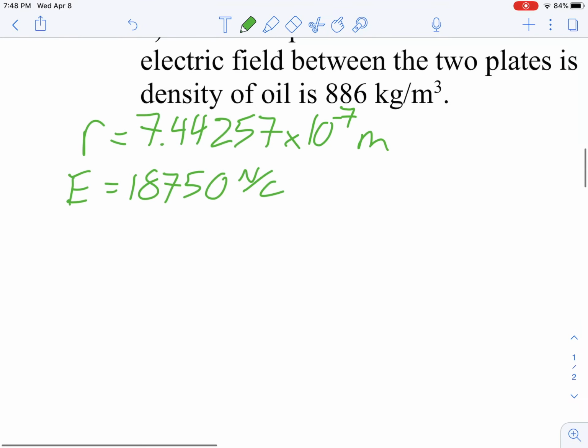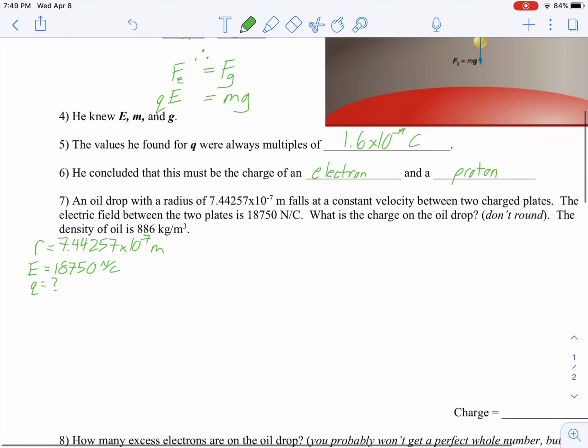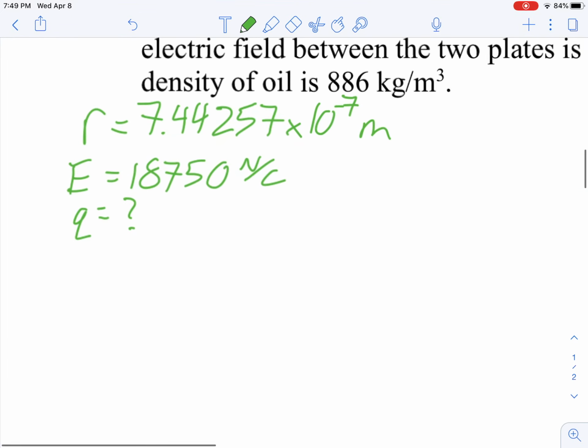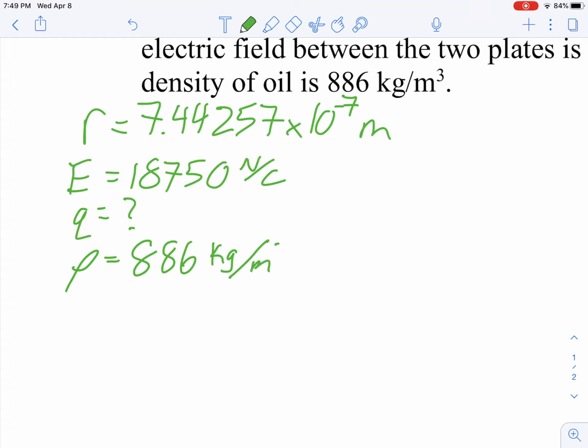What is the charge on the oil drop? So we're looking for Q. And we're getting another piece of information here: the density of oil. In physics, we use rho for density. It looks like a P, but we use rho. You can write it D if you want. It's 886 kilograms per meter cubed.